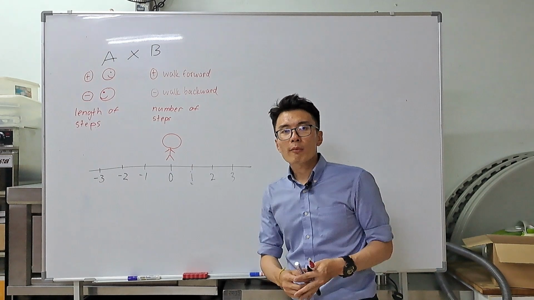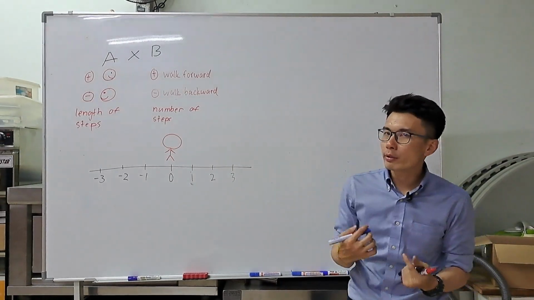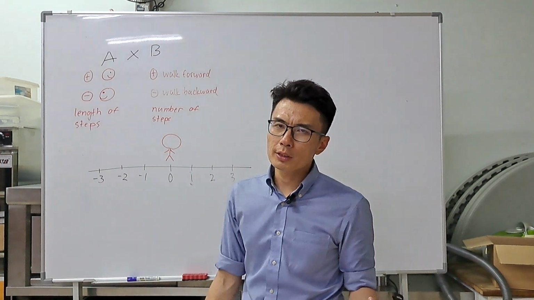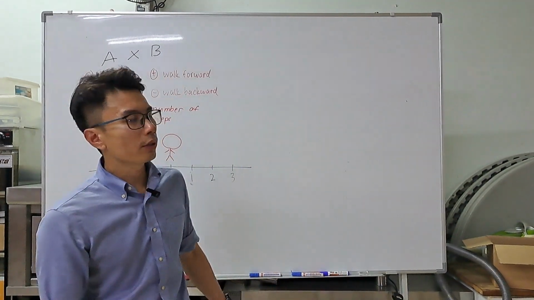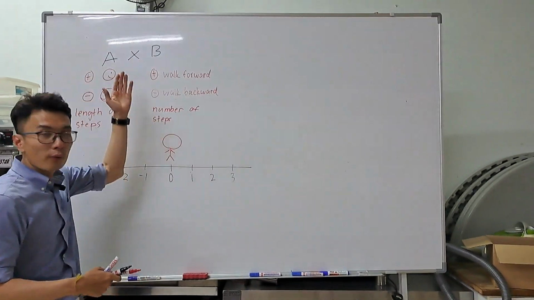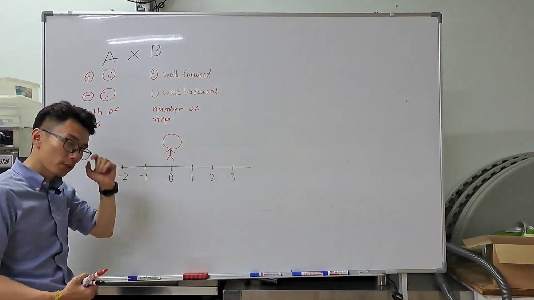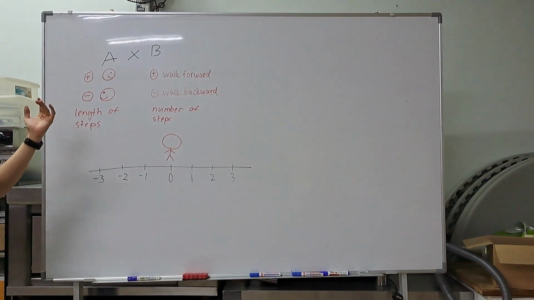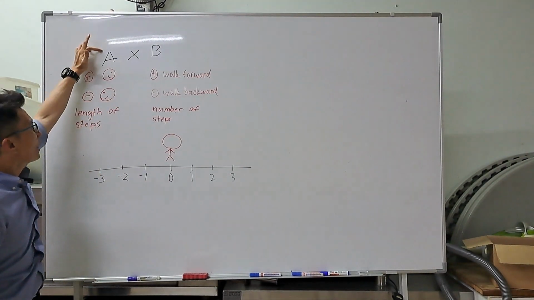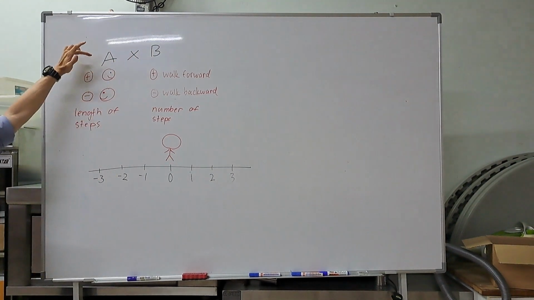Now, today I'm going to show you how to multiply integers. When we talk about integers, we are dealing with positive or negative whole numbers. To show you this, I have prepared a simple analogy to demonstrate how this works. When we are multiplying integers, a and b can be positive or negative. Let's look at a first.